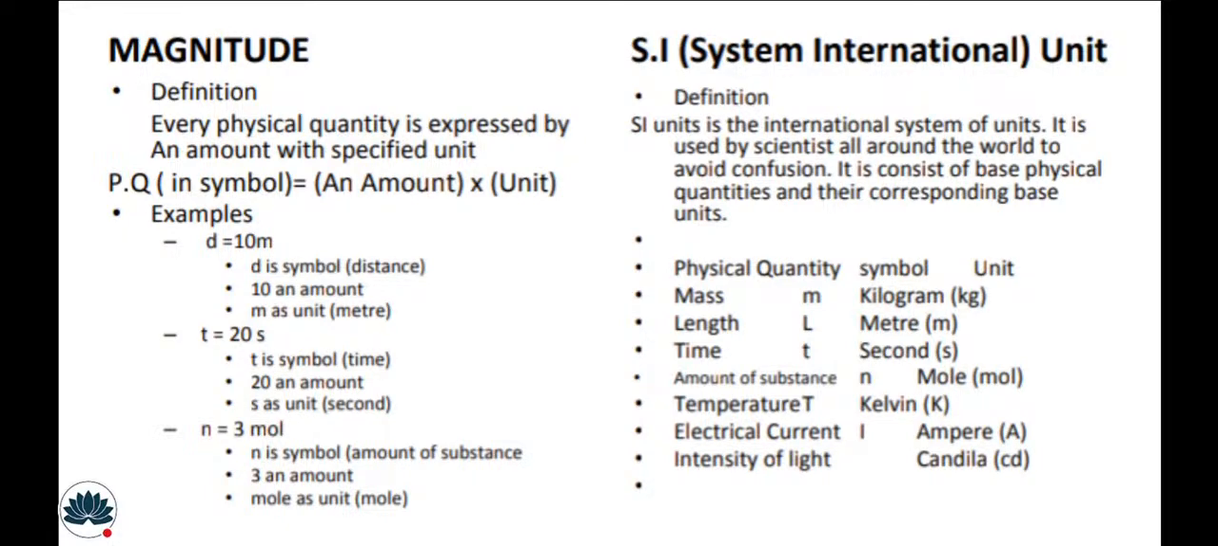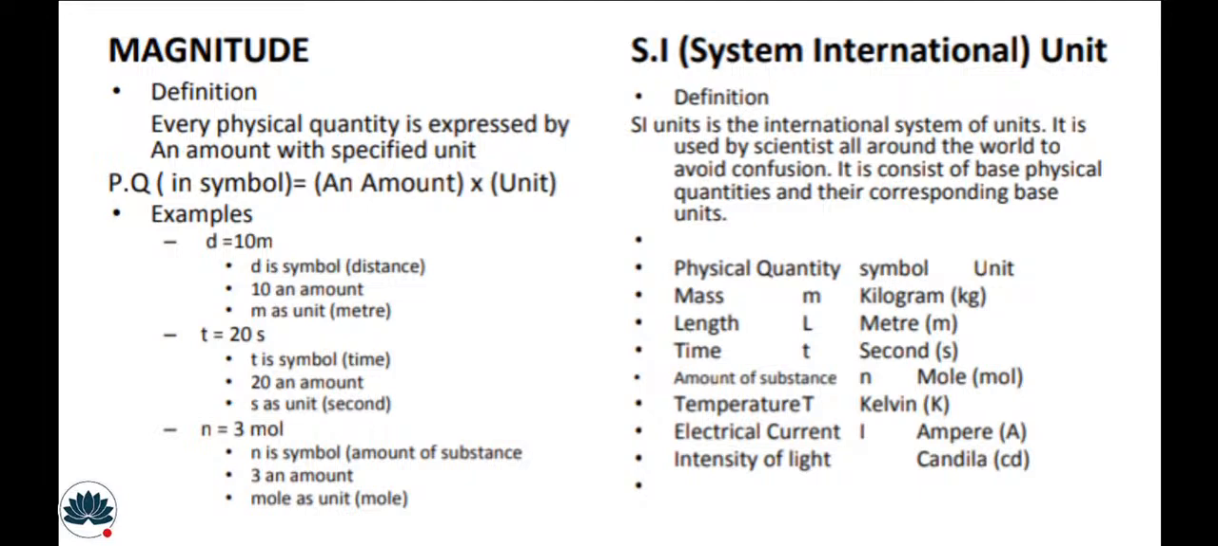So, SI unit is the international system of units. It is used by scientists all around the world to avoid confusion. It consists of base physical quantities and their corresponding base units, such as the physical quantity mass. The symbol of mass is small m, and the unit is kilogram. You can write it as kg. It is acceptable, not required to write the complete word. The length is represented by the symbol capital L, and the SI unit is meter.